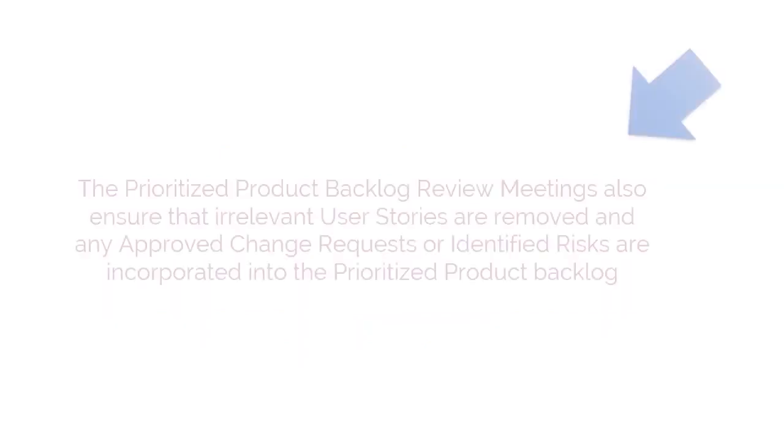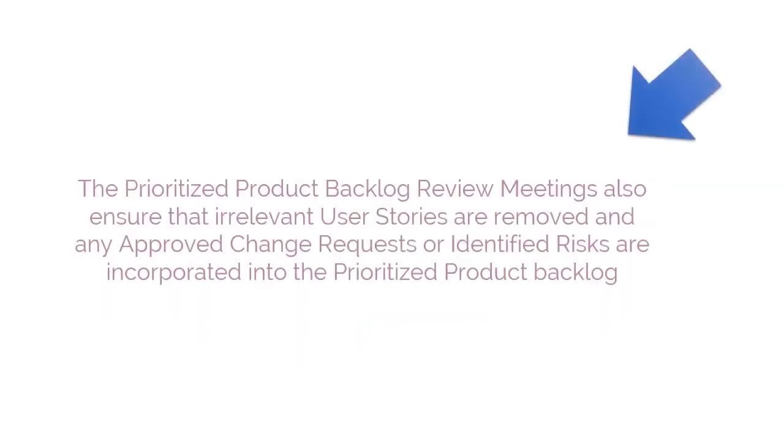The prioritized product backlog review meetings also ensure that irrelevant user stories are removed and any approved change requests or identified risks are incorporated into the prioritized product backlog. Now that we have seen the list of inputs and tools being used, it is time to see the outputs created. Updated prioritized product backlog is the output generated. As we have already discussed it under Tools, I'm going to skip ahead with the impression that you've understood it well.